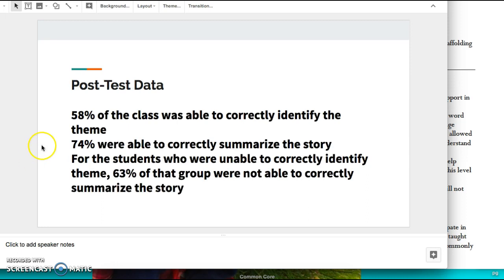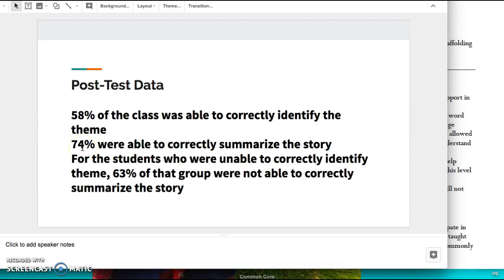My sheet, my teacher learning map, goes into some of the things that we did a little bit more, but then we did the post-test data. 58% of the class was able to correctly identify the theme. So it was short of the 80% that I wanted, but it was an improvement. With that said, though, 74% were able to correctly summarize the story, which was a refreshing jump in comprehension from before.